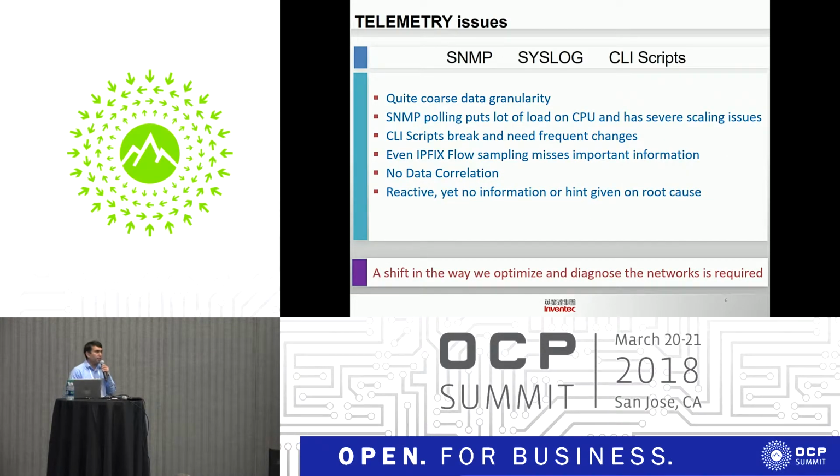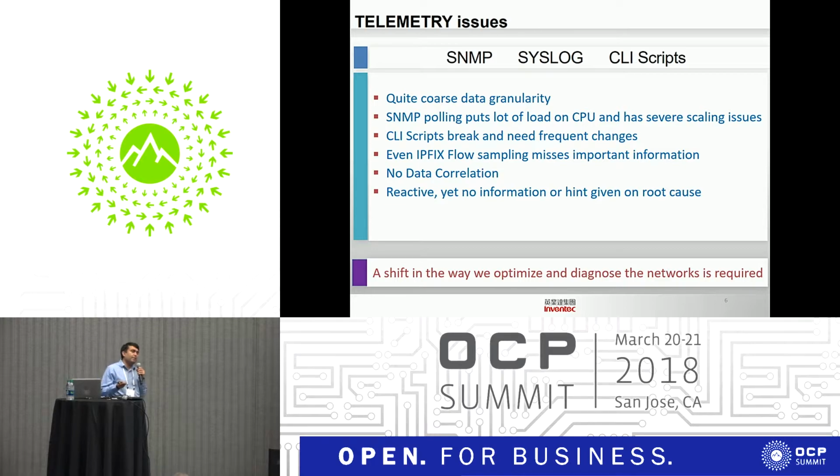So there are multiple issues here. When we look at the existing mechanisms, the data is quite coarse, and we heard that from other speakers as well. The SNMP polling puts a lot of load on your control CPU. These days, customers are using around 5 minutes or so of polling, and sometimes they can reduce it down to 1 minute. And then once you start going lower and lower, you will see that the CPU will eventually hang, or it may just crash.